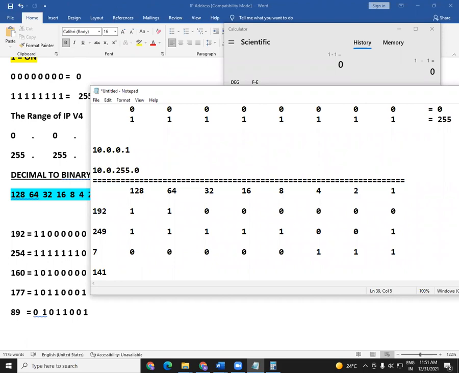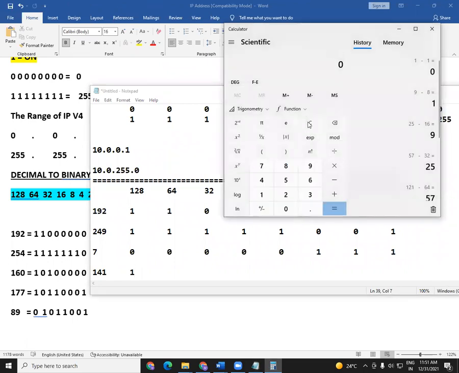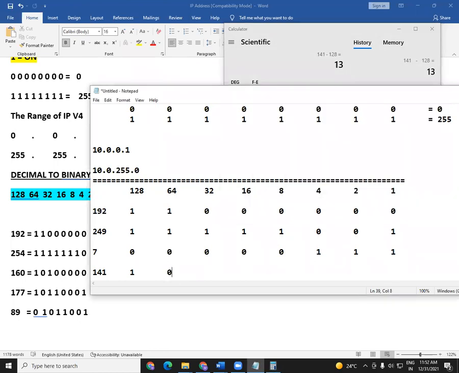Okay, can you subtract 128 from 141? Of course we can do. How much will be remaining now? 141 minus 128. You get 13 here. So again, it becomes much easier. Like so 0, 0, 0. Can you subtract 8 from 13? Yes. How much is remaining now? 5. Can you subtract 4 from 5? Yes. How much is remaining now? 1, 0, 1. This is 141 actually.